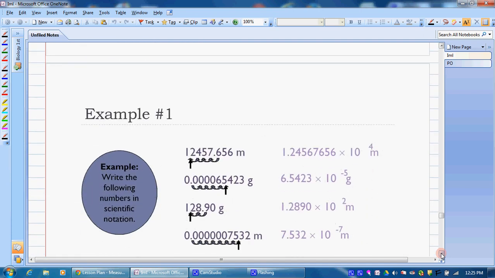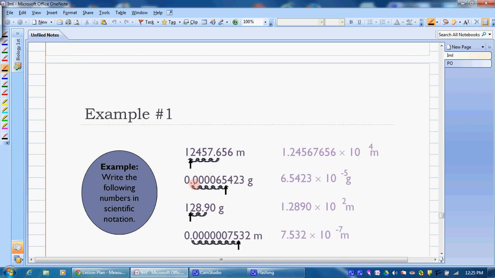Okay, so as we look here, we've got a large number to begin with. So here we're going to put one number to the left of the decimal. So right here we put our 1 and then we put our decimal. Now in this case we have to keep every single one of these numbers because they're all significant. So we would write this number just moving the decimal place over, and then we would count how many decimal places I moved. 1, 2, 3, 4. So our exponent becomes a 4.